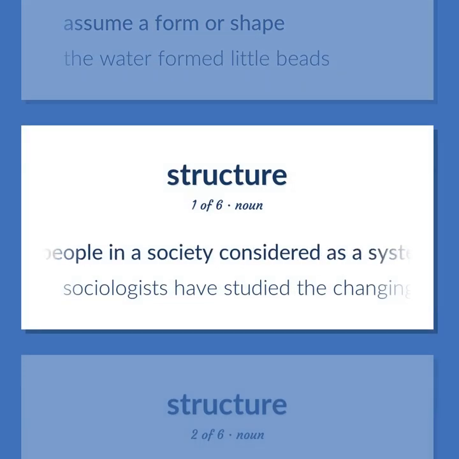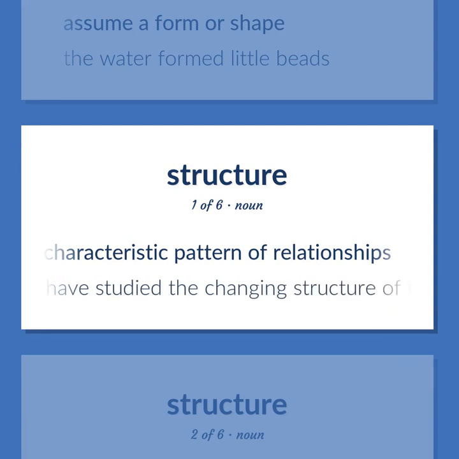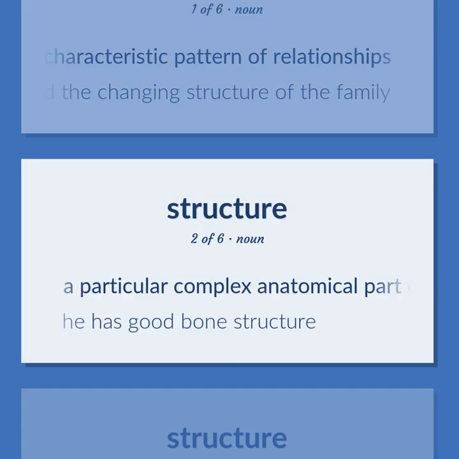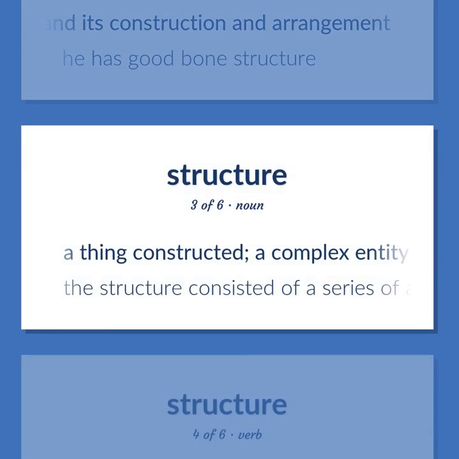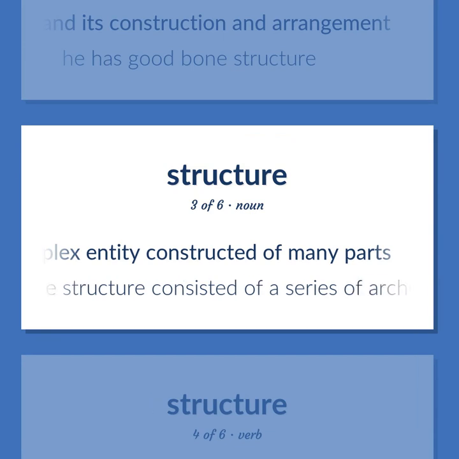The people in a society considered as a system organized by a characteristic pattern of relationships. Sociologists have studied the changing structure of the family. A particular complex anatomical part of a living thing and its construction and arrangement. He has good bone structure. A thing constructed, a complex entity constructed of many parts. The structure consisted of a series of arches.